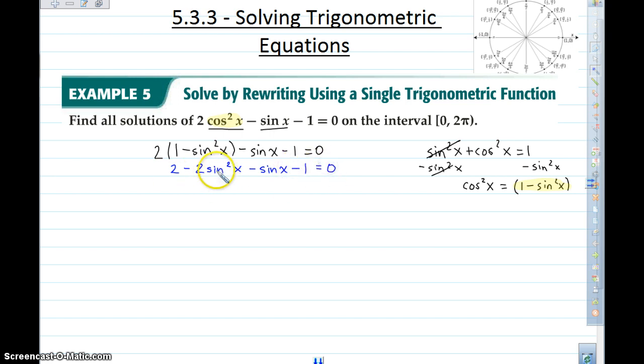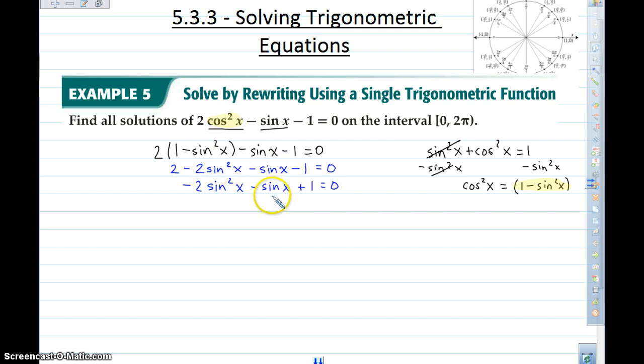Okay, we can't combine the sine squared x and the sine x, but if I could get this into a trinomial form, hopefully I can factor this. So let's see, 2 with the negative 1 is going to combine to be 1. So I'm left with negative 2 sine squared x minus sine x plus 1 is equal to 0. So I just combine those two like terms.